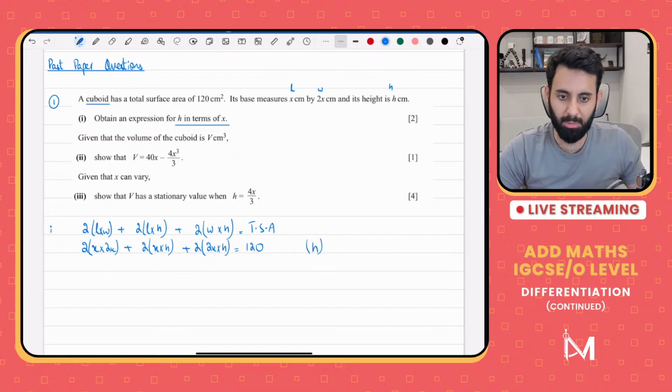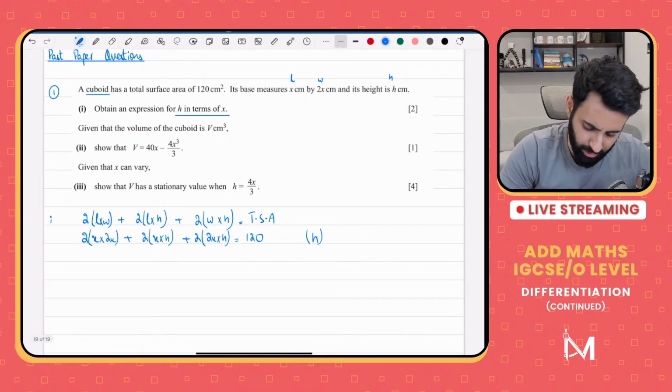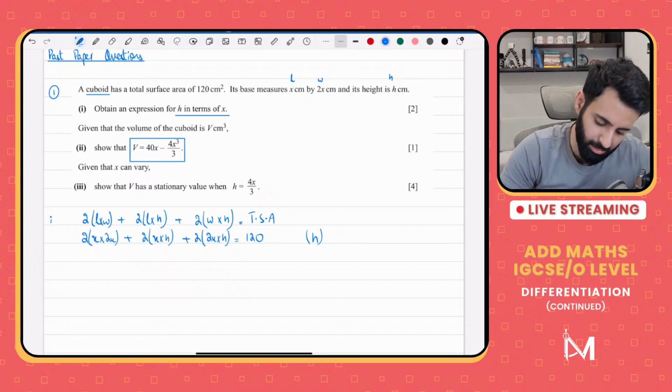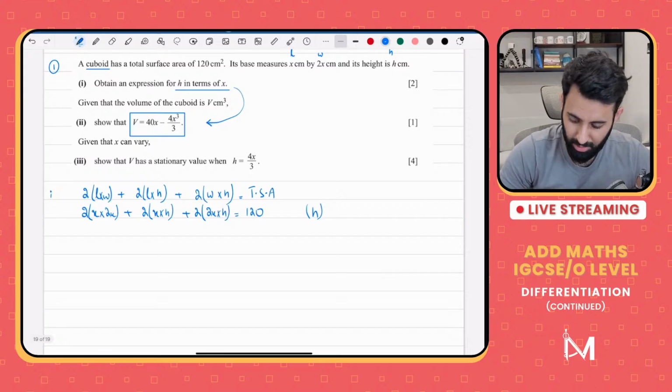Sometimes you're lucky, because it will tell you beforehand to show that h is equal to so and so. But here, not so lucky, but still you're lucky in this following part, because you're supposed to show what the volume is equal to, and through this you'll be able to check whether your answer to part 1 is correct or not. So anyway, let's work this out.